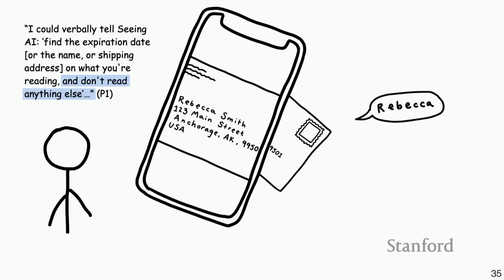So in response, this participant imagined being able to create an assistive technology on top of Seeing AI that's just able to tell them the information that they want, which is their name, right? And this is just one example of how a blind participant is engaged in this design process, this ideation process.